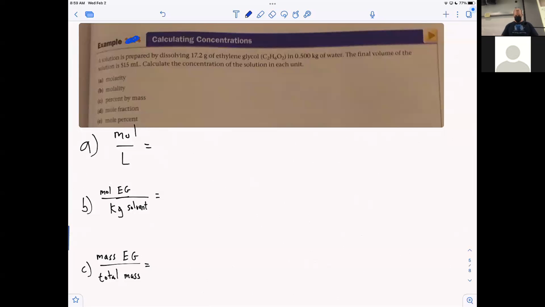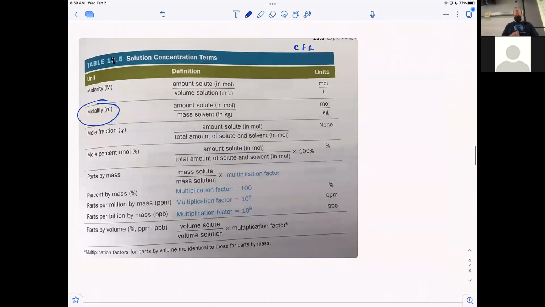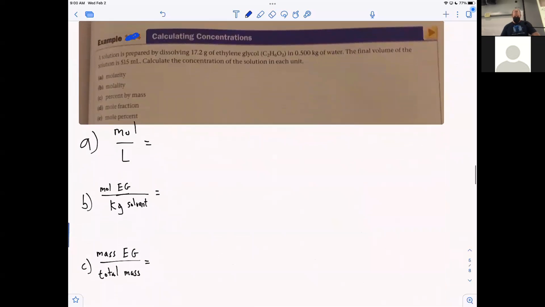So we left off last time talking about different types of concentration units. You should be familiar with molarity, but the other ones, molality and mole fraction, we'll use coming up with colligative properties. So this is just the numbers. In this problem, the solution is prepared by dissolving 17.2 grams ethylene glycol in half a kilogram of water. The final volume is 515 milliliters.